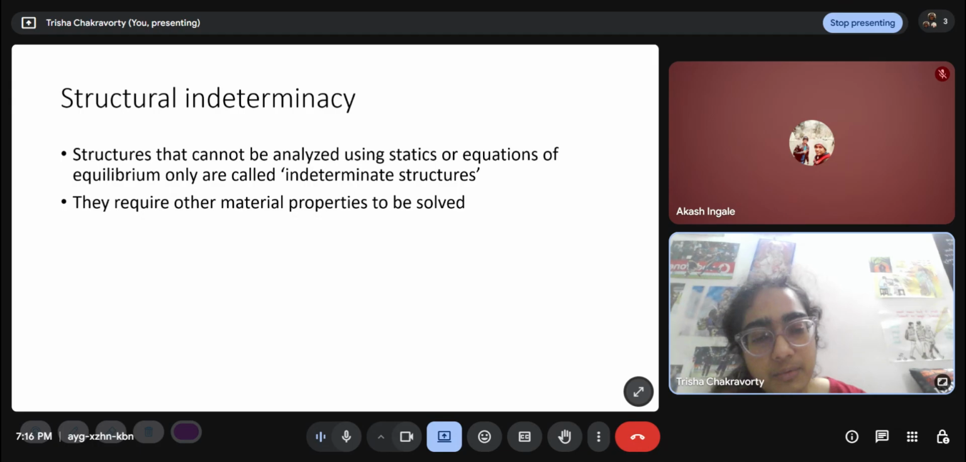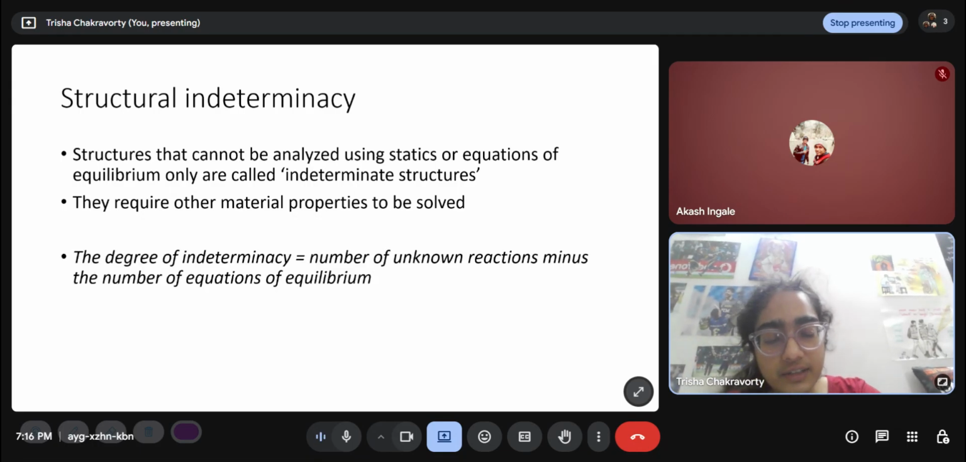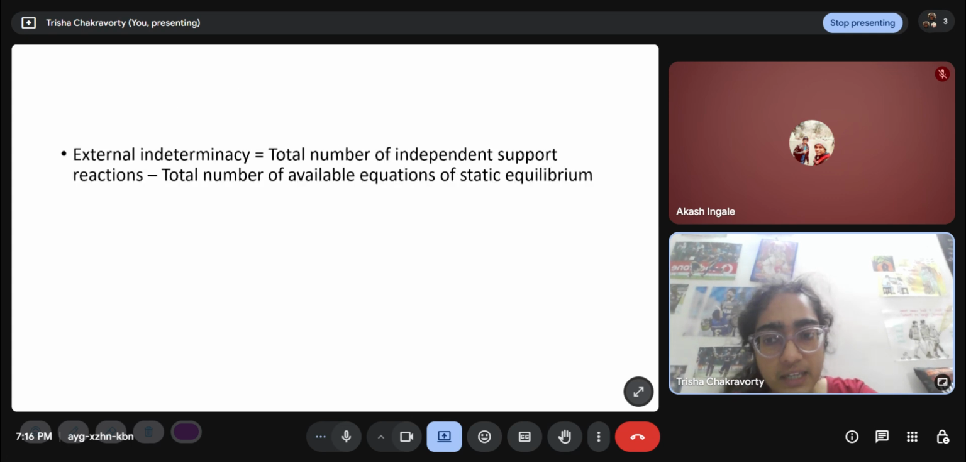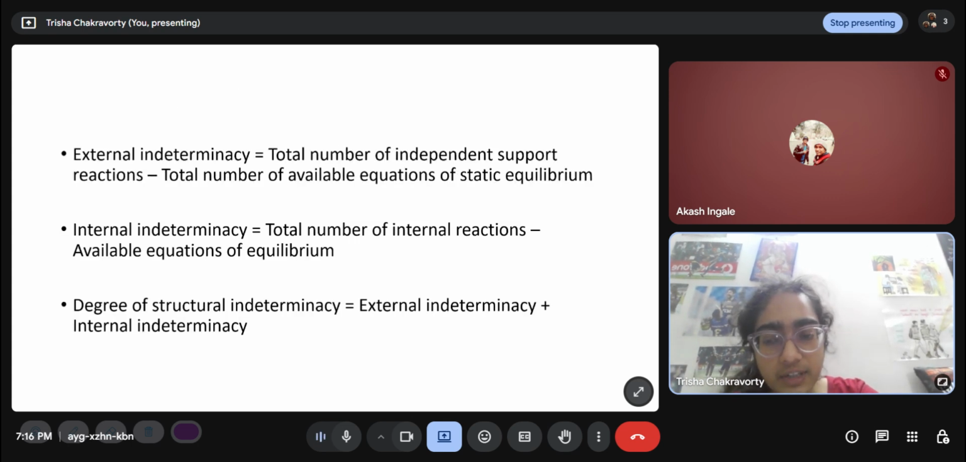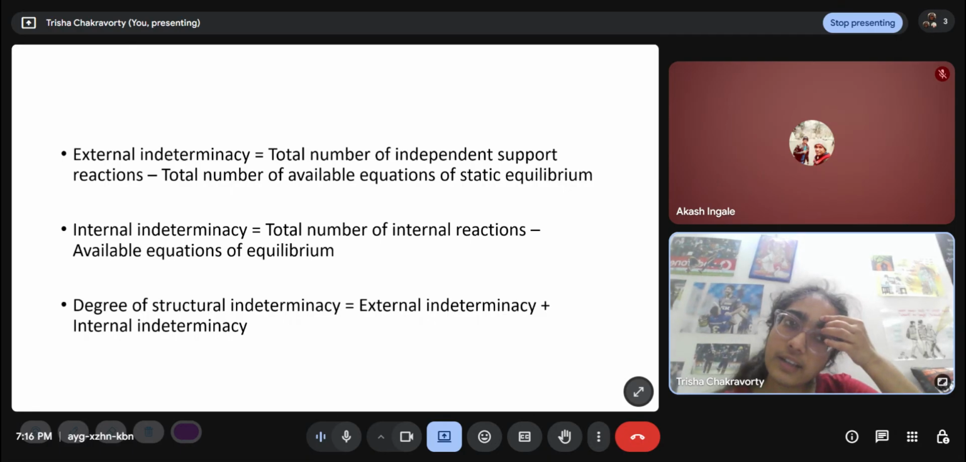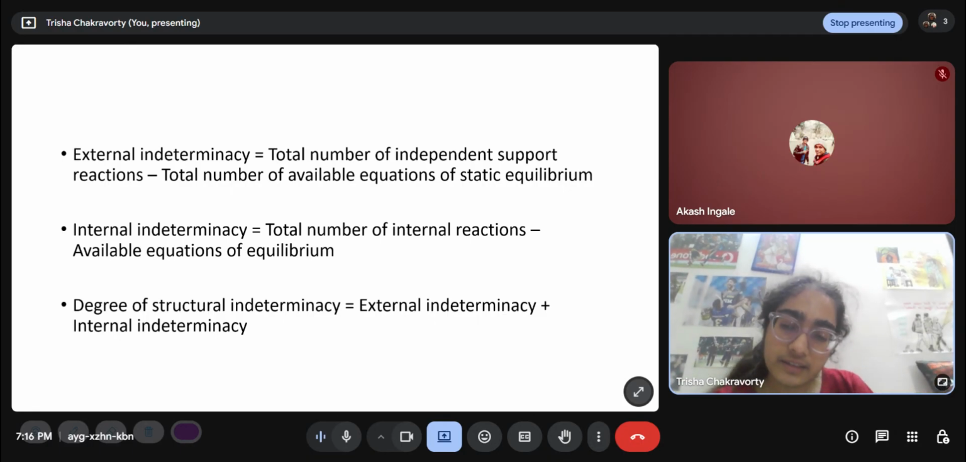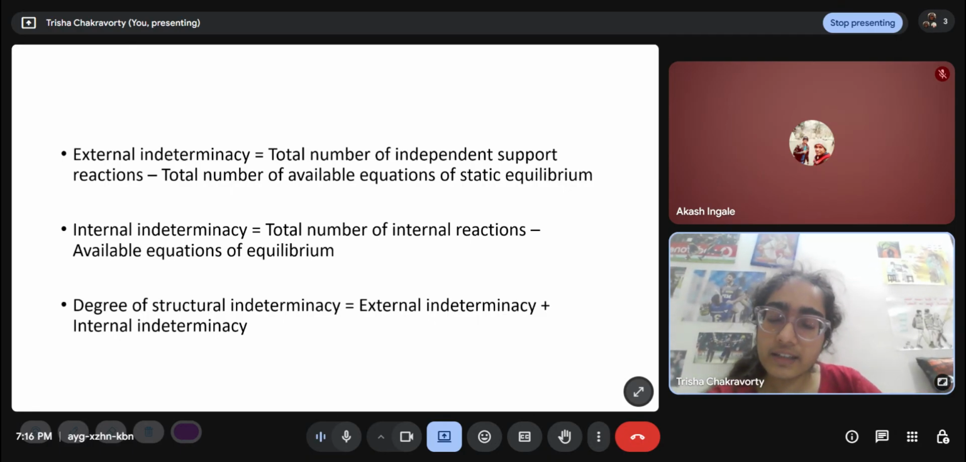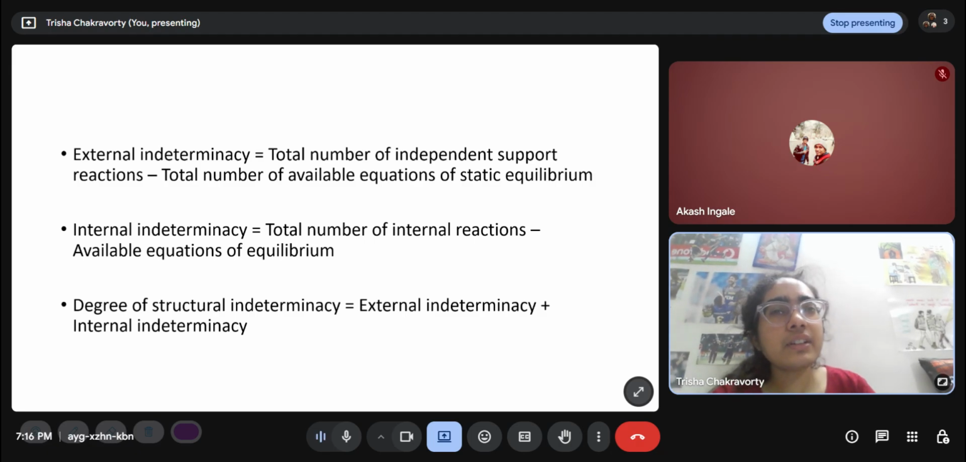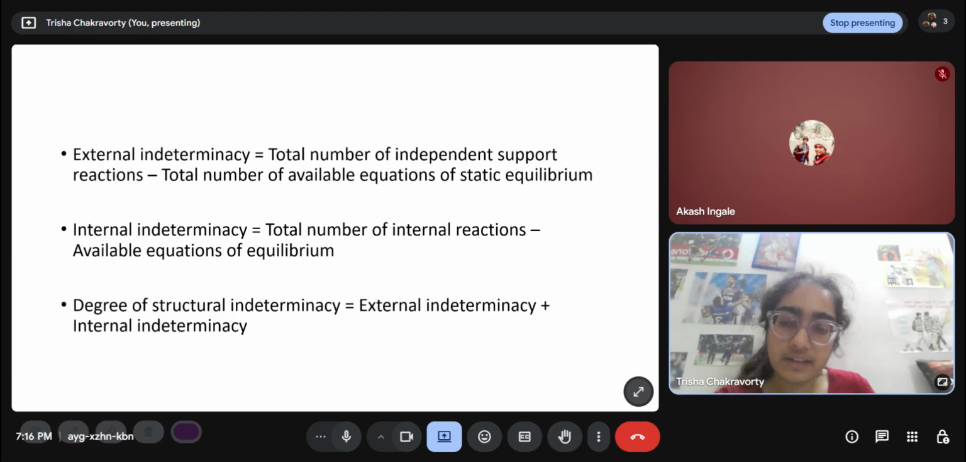They require other material properties to be solved. The degree of indeterminacy is the number of unknown reactions minus the number of equations of equilibrium. External and internal indeterminacy add up to give total indeterminacy, and we have looked at how to find internal and external. Internal indeterminacy generally comes when there are extra members in trusses. Like we need only one diagonal member for a determinate truss, but if there are multiple members, that can cause internal indeterminacy.